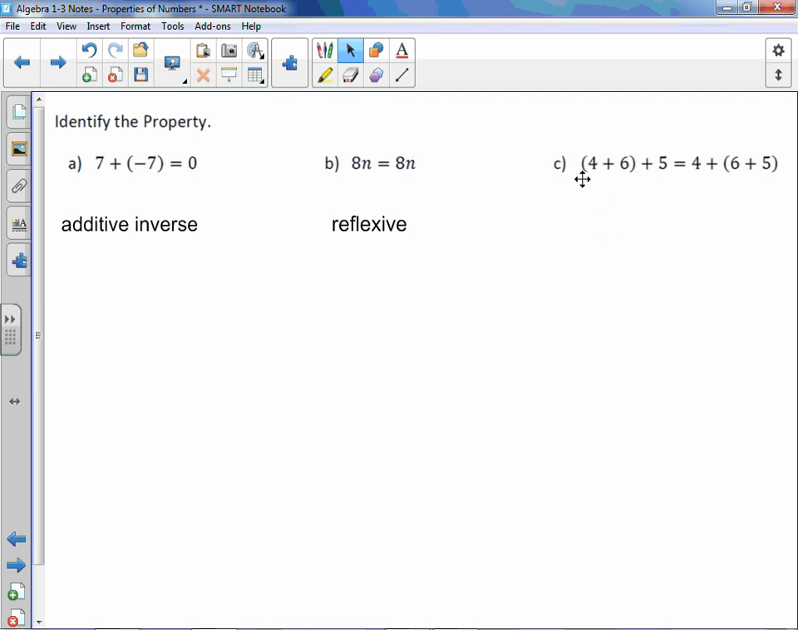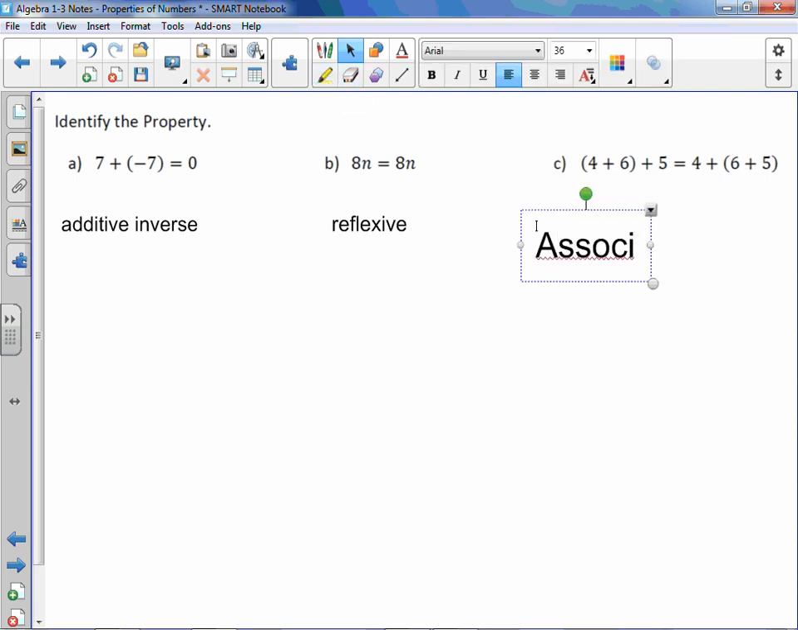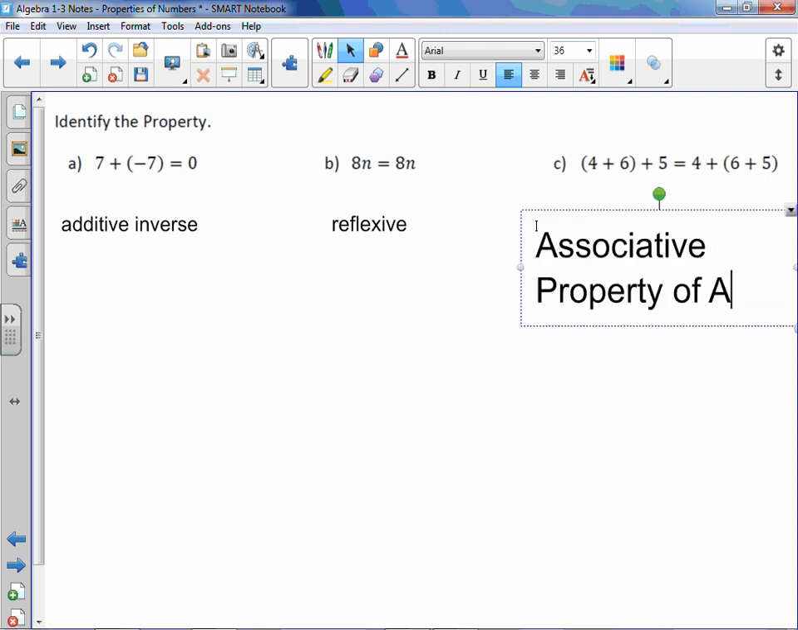Letter C, it looks like we have 4 plus 6 plus 5 on both sides. And we change the parentheses to be from 4 plus 6 to 6 plus 5. So this is the associative property. And it is addition, so it's the associative property of addition.